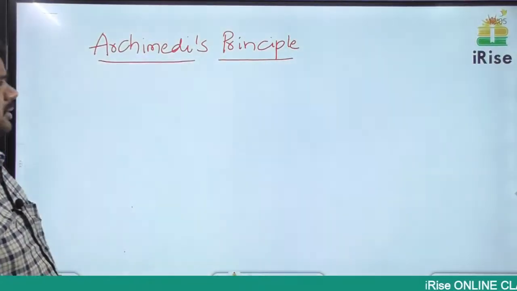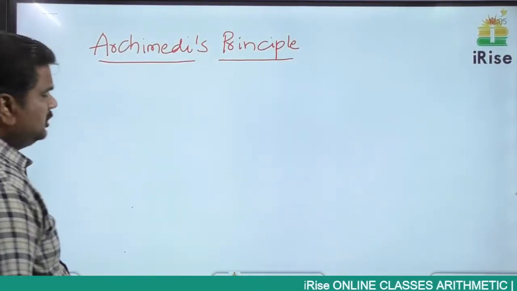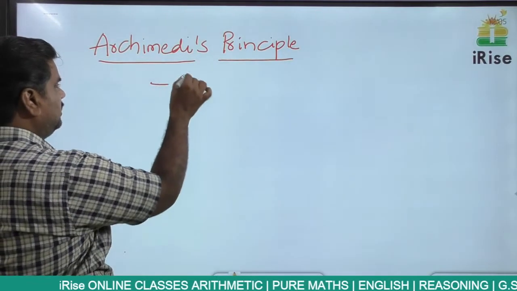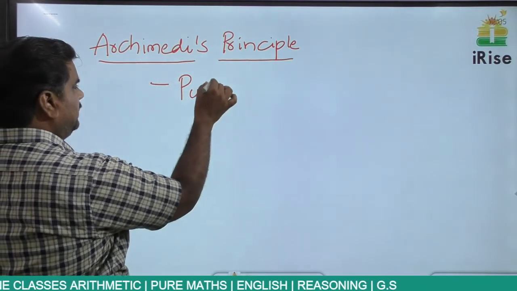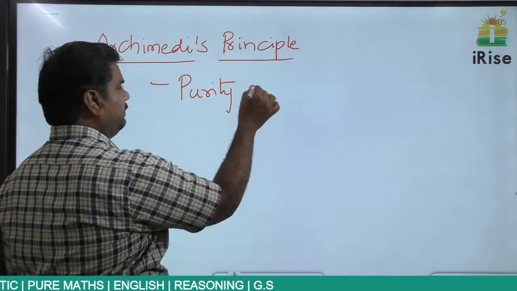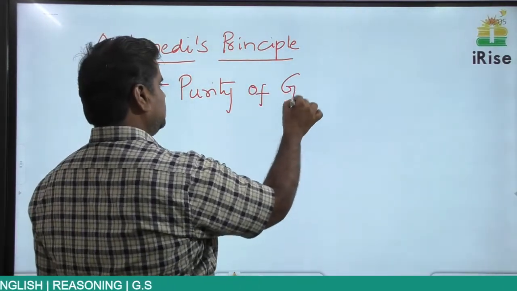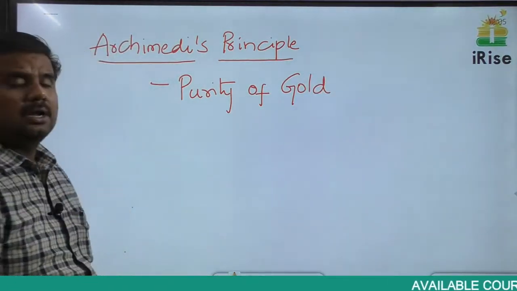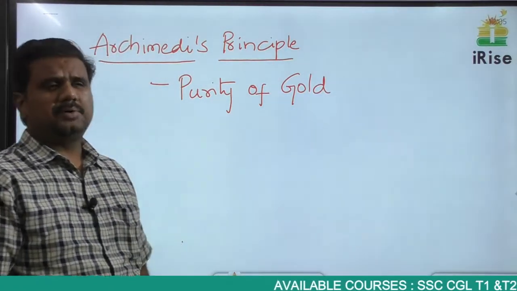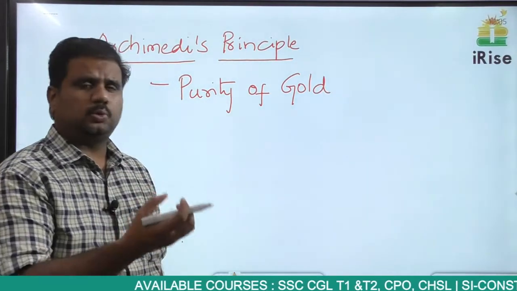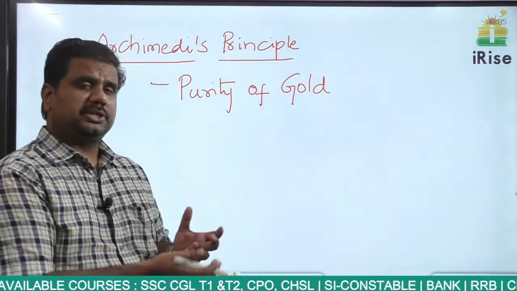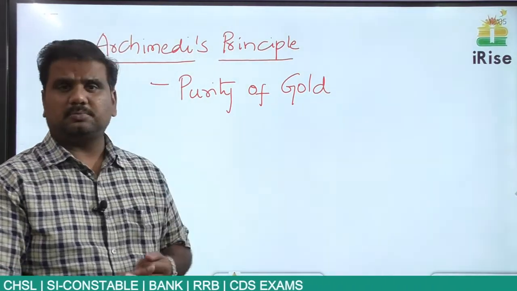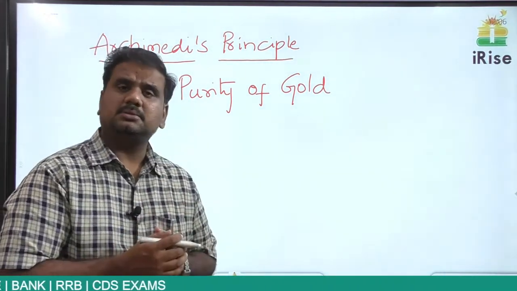Then moving on to the next topic, that is Archimedes principle. This particular principle is used to find the purity of a substance. In the first instance, Archimedes principle was discovered to calculate the purity of gold. We might have read a number of stories in our school textbooks about how this principle came into picture and how he was able to discover it.